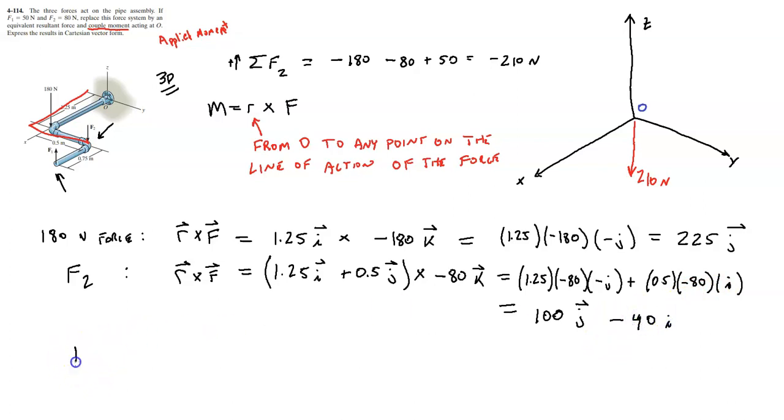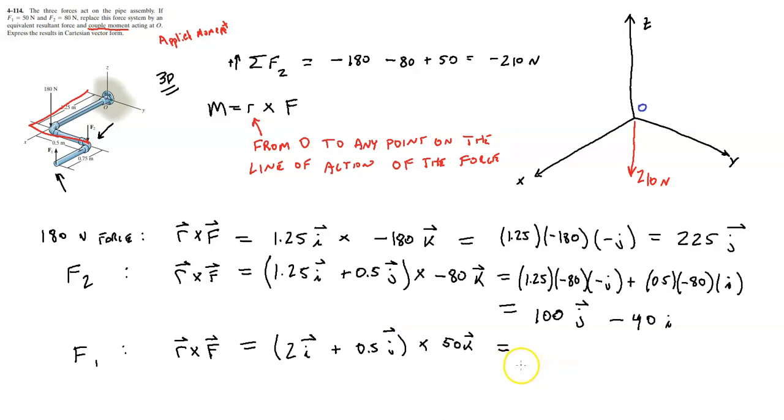All right, so we've only got one more. It's not too bad, and that's F1. Again, we're going to do R cross F. Now we're going to go from O all the way to F1, so we're basically going to follow the entire pipe. If you do that, you end up going 2I, and still 0.5J, right? And that's going to be crossed with F1, which is going upwards at 50 newtons, so this is going to be 50K. And again, I like to put my little arrows on there to make sure you know we're talking about vectors here.